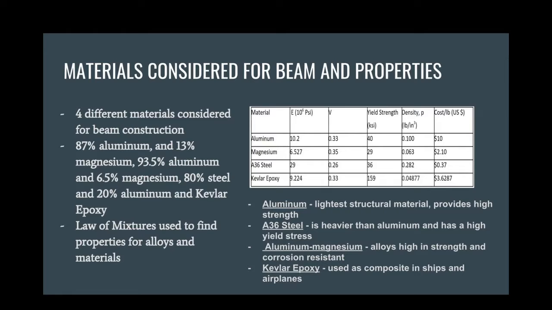So aluminum is really light. It provides a large amount of strength. The steel is heavier than aluminum and it has a high yield stress. The aluminum magnesium epoxy alloys are very high in strength and they're very corrosion resistant. And then the Kevlar epoxy is used as a composite in ships and airplanes and other engineering structures.